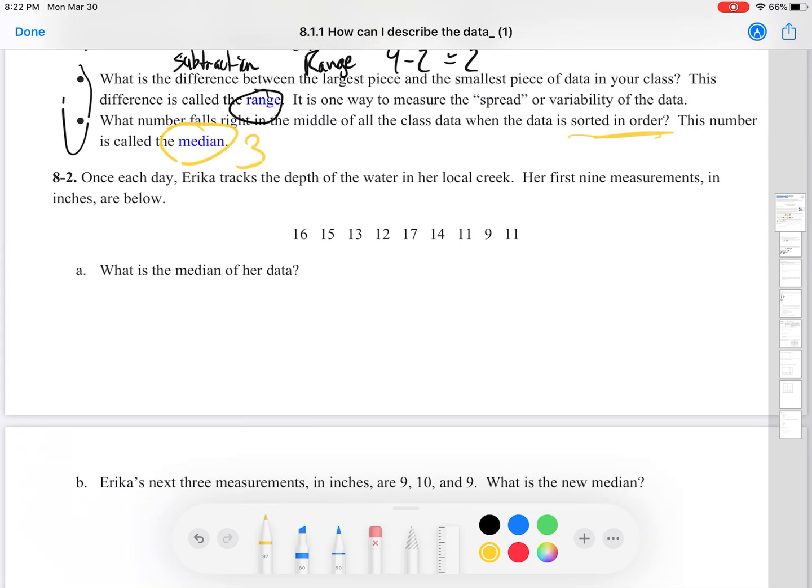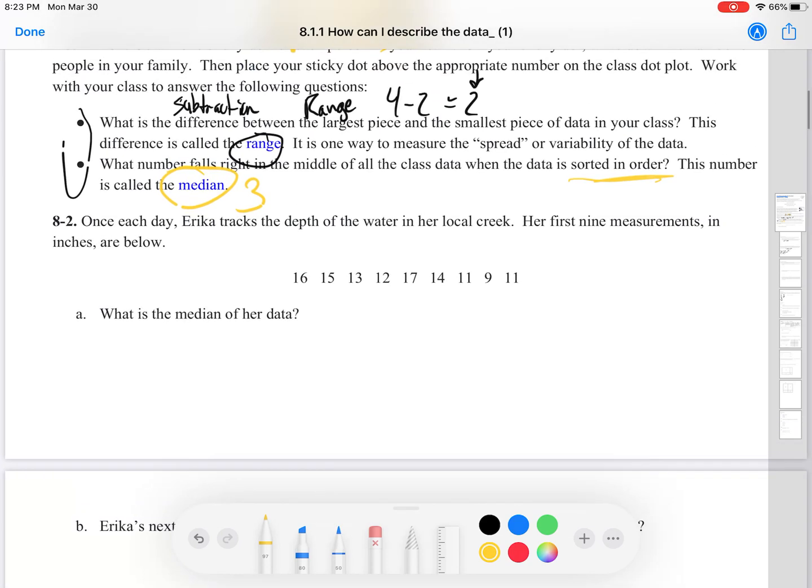So let's move to 8-2. Once each day, Erica tracks the depth of water in her local creek. Her first 9 measurements in inches are below. What's the median of her data? Well, let's jump right up above here, and if we take a look at the median of our data, that means that we need to have that data sorted in order, and then we need to find that middle number.